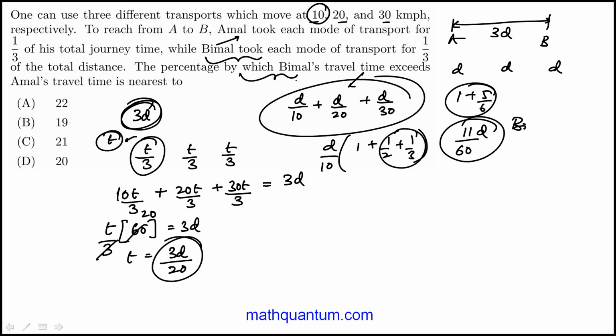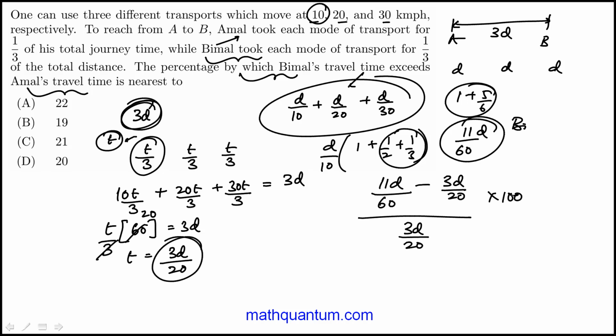Now we're asked the percentage by which Bimmel's travel time exceeds. So Hummel's time is the reference. So that means 11d over 60 minus 3d over 20 times 100. You could pick numbers here too, but sometimes I think it's easier. I get confused with numbers.